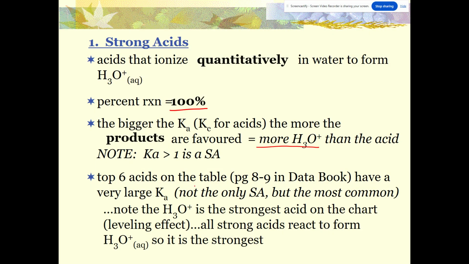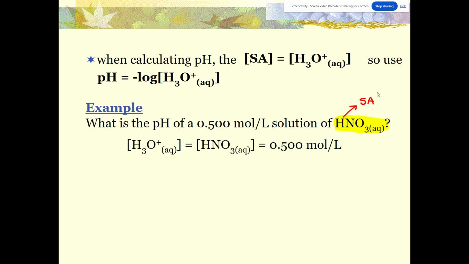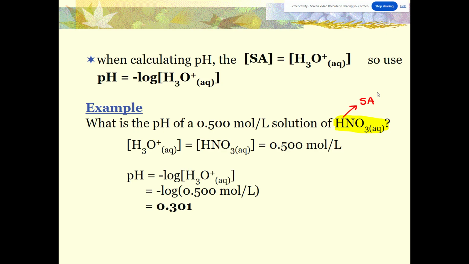Okay, so if you are asked to calculate the pH and you identify that you have a strong acid, so HNO3 is obviously an acid. It has a donatable hydrogen in it. And then you check the data booklet. It's one of the top 6 strong acids. So because it's a strong acid, that means the concentration of the hydronium ion is the concentration of the acid. So all we have to do is take the negative log then of that concentration given in the question, and that's going to give us pH.